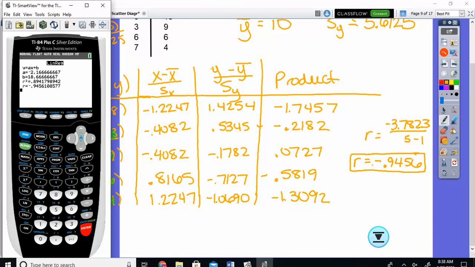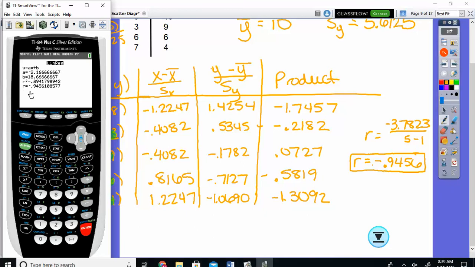If you don't have the R and the R squared, that means your diagnostics are off and you just have to turn them back on. So our R, we got negative 0.9456, which is exactly what we got when we did it by hand. So just confirmation that we are correct, but we will pretty much exclusively use our calculator to get this calculation.